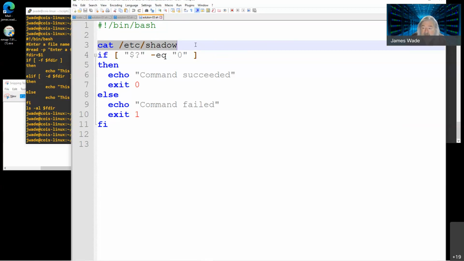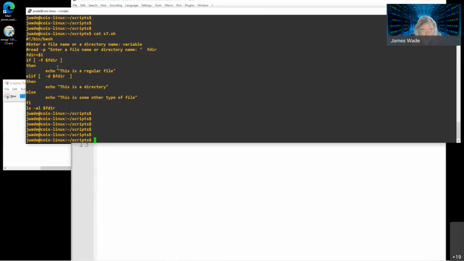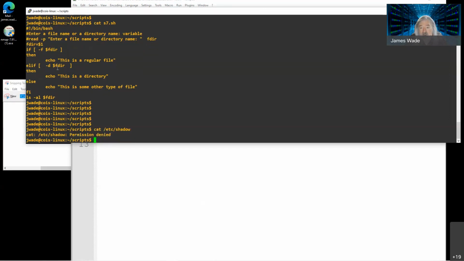We're just doing a cat. Now, let me ask you this. Is this going to be a success or a failure for you to try and cat the /etc/shadow? What do you think? Yeah, it's going to fail. If you've done the shadow lab from the previous one, it's going to fail because we don't have permission. Watch, cat /etc/shadow. It's a failure, permission denied.